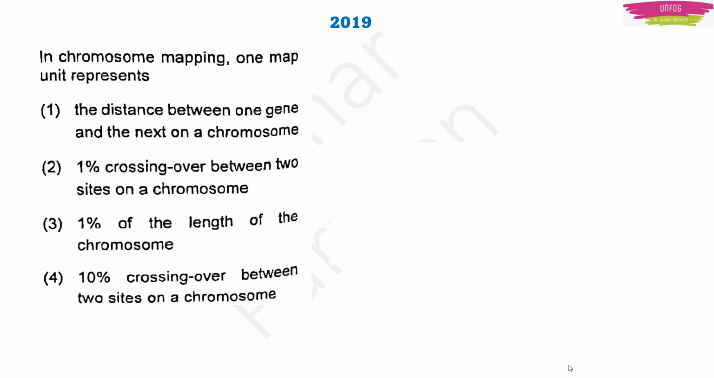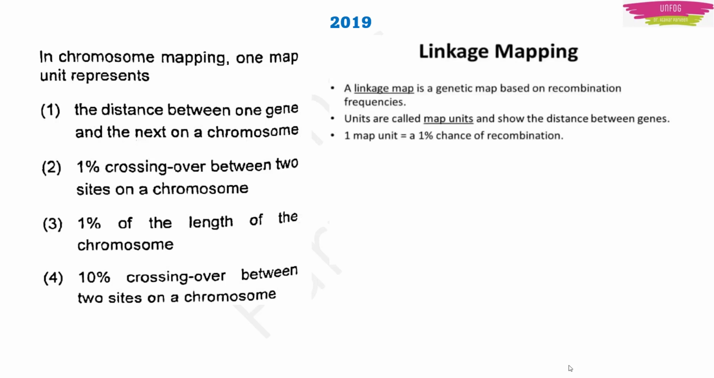Here we start the 2019 question paper. In chromosome mapping, one map unit represents what? Actually, this chromosome mapping is also known as linkage mapping. It is a genetic map based on recombination of chromosomes. Here units are called map units and they show the distance between the genes. Here one map unit will be equal to 1% chance of recombination of the chromosomes.